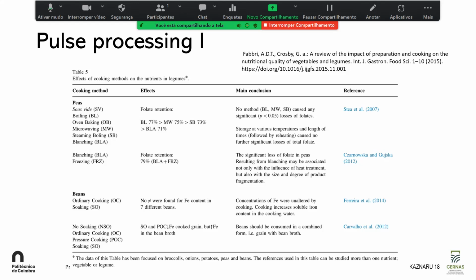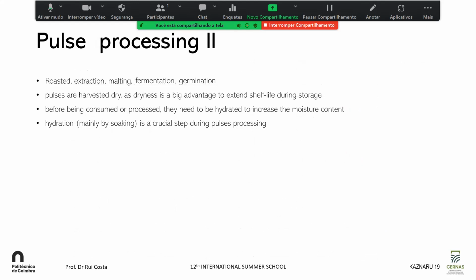In general, they have to be cooked in order to be edible. At home we can use this kind of process, but I will refer now to other kinds of processing more usually used in industry: roasting, extraction, malting, fermentation, germination.